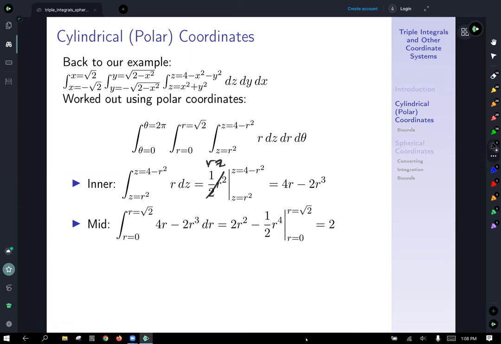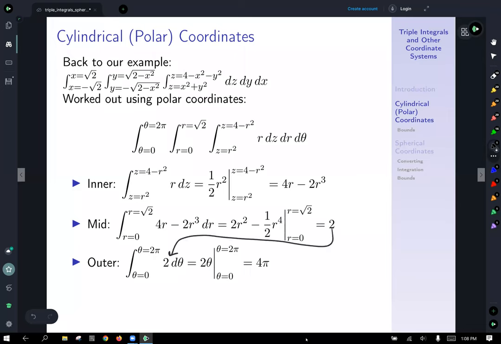All right, so now integrating the result of our inner integral in our middle integral, we get 2r squared minus 1/2 r to the fourth power. And then we evaluate that from r equals 0 to root 2. Doing that gives us 2. And then once again, we take the result of our iterated integral and it becomes the integrand for our outermost integral. The integral with respect to theta of 2 becomes 2 theta, evaluating that from 0 to 2 pi gives us 2 times 2 pi, which is 4 pi minus 0. And there we have our answer.